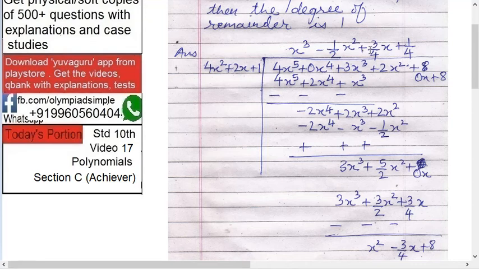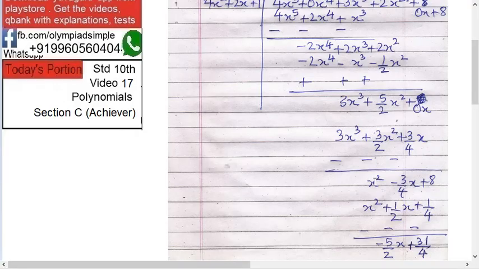See here, why are we multiplying this? We have to find a remainder, that's our target. So 3 upon 4 into 4, you get 3x cube plus multiplication, then 3 upon 2 x square plus 3 upon 4x, then change the signs, you get what remains, x square minus 3 upon 4x plus 8, right?